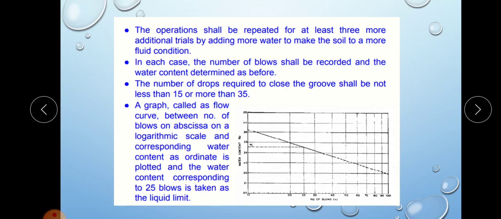So in each case, the number of blows shall be recorded and the water content determined. The number of drops required to close the groove shall not be less than 15, and it should not be more than 35. Like that we have to choose the water content.